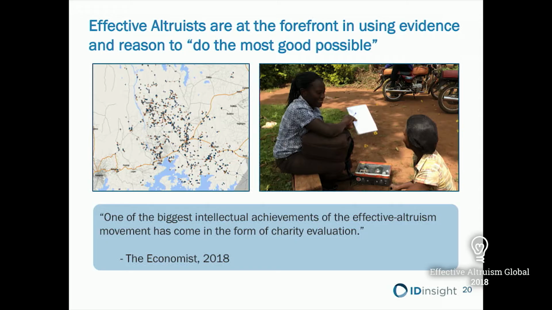So I just want to start out by saying very clearly that effective altruists are at the forefront in using evidence and reason to determine how to do the most good. Organizations like GiveWell exemplify this by using randomized controlled trials, validating that with in-field measurement, and a wide range of folks, including economists, say that one of the biggest intellectual achievements of the EA movement has been in the form of charity evaluation. However, for as evidence and reason driven as effective altruists are, there's a lot of subjective value that goes into resource allocation decisions.